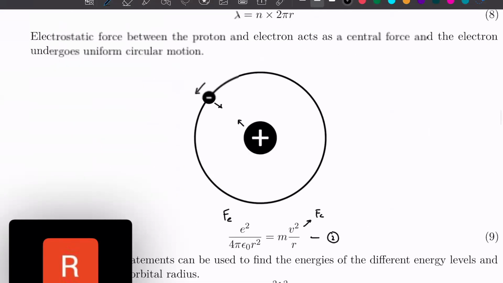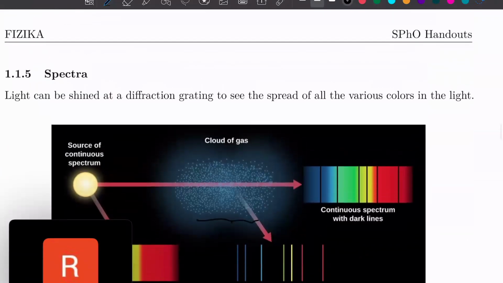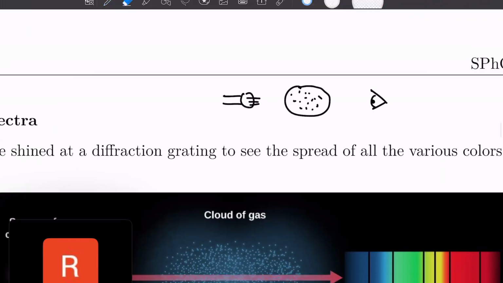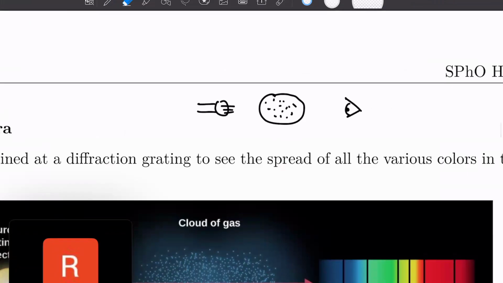Then a bit more confusing is the absorption spectrum. For the absorption spectrum, you can think of it as we have the detector, we have a flashlight, and then we have a gas, I guess hydrogen gas or some gas. In this case, if I were to remove this gas, then I would essentially see the continuous spectrum because there's nothing in the middle. I would just see this light.